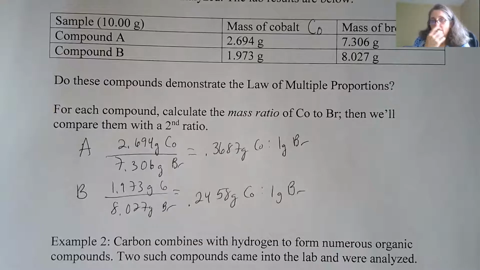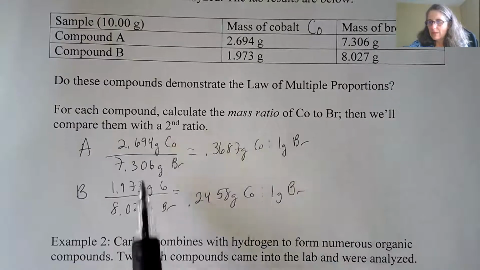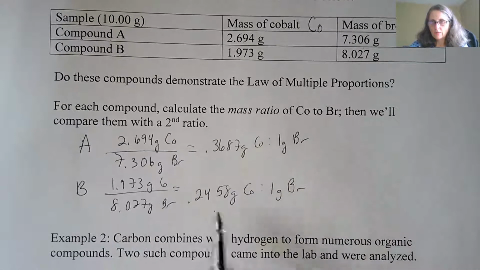Now, the law of definite proportions tells us that A and B are two different compounds because I have two different ratios here. And for the law of multiple proportions, I have to do a ratio. There is no option to do a percentage here. That would be the law of definite proportions. So with multiple proportions, you have to do a ratio.